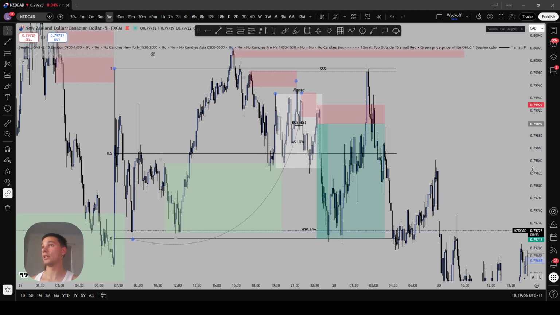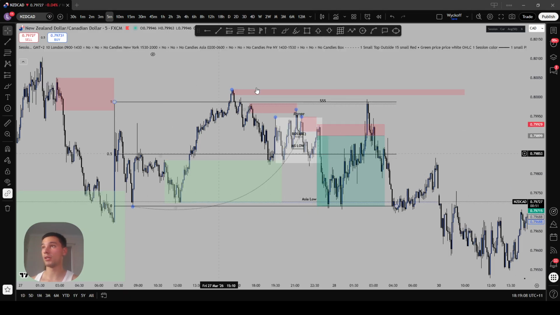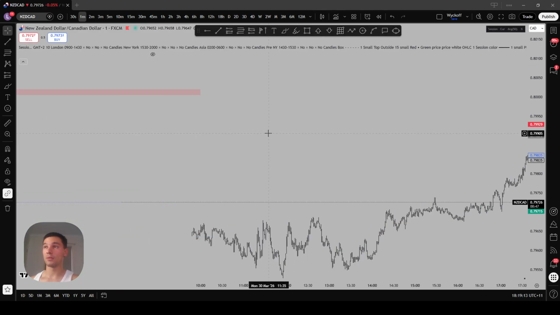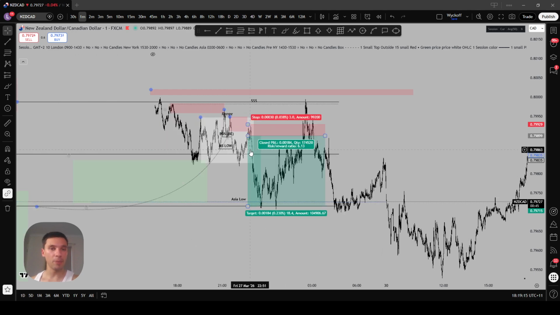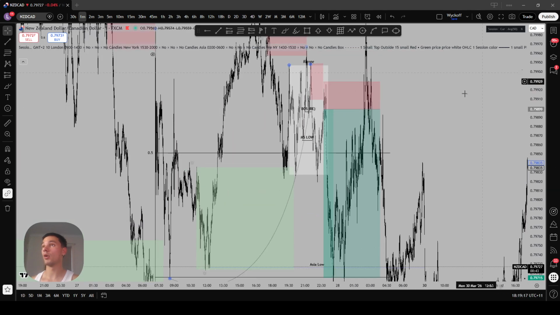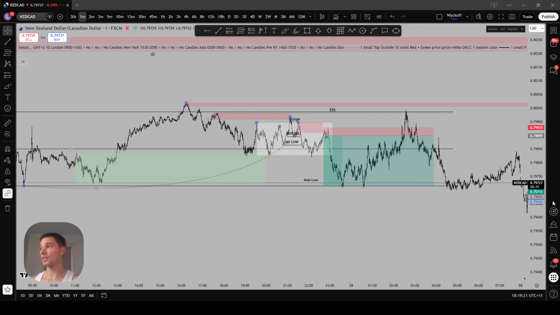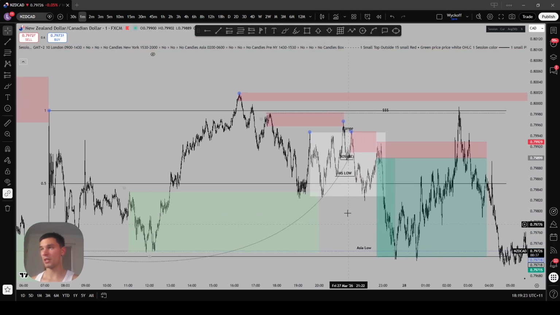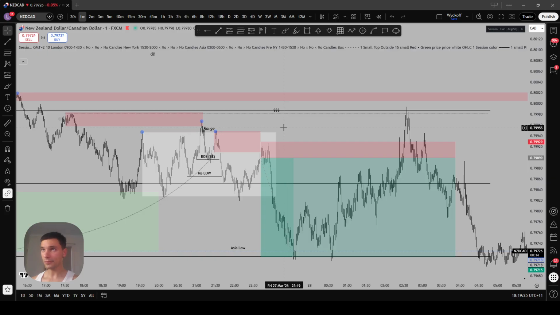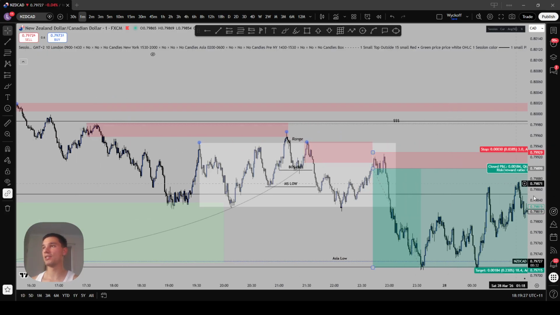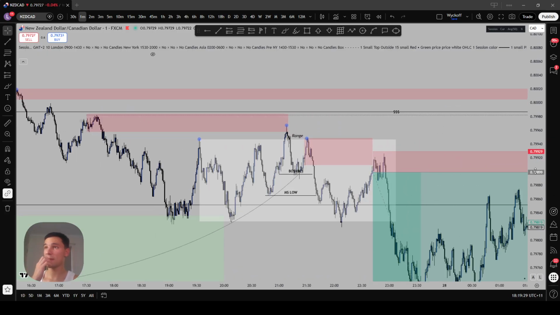But what I really loved about this setup was that it created, technically unconfirmed, a lower time frame model 2, which you can see right here, this little mini range. So technically speaking, it was a TCT within TCT.